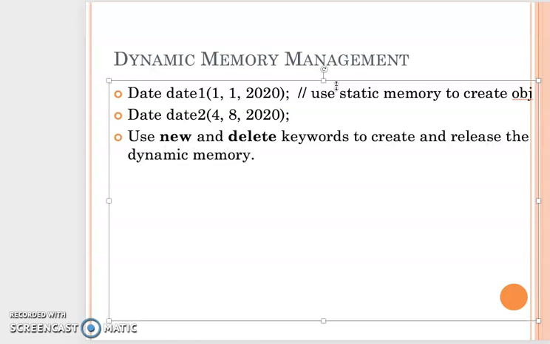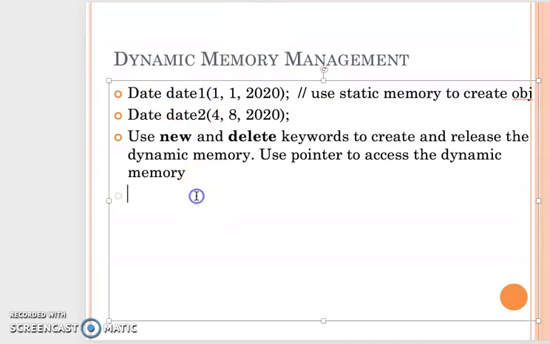Moreover, besides that, we need to use a pointer to access the dynamic memory. For example, I want to create a dynamic date object. We can create the date object, but you need to create a date object pointer. So we just say here is the dptr, and then we use this pointer to refer to the dynamic memory.